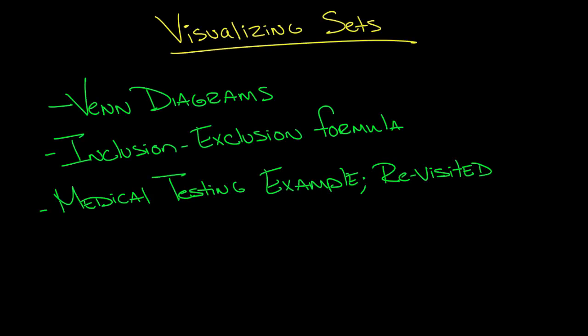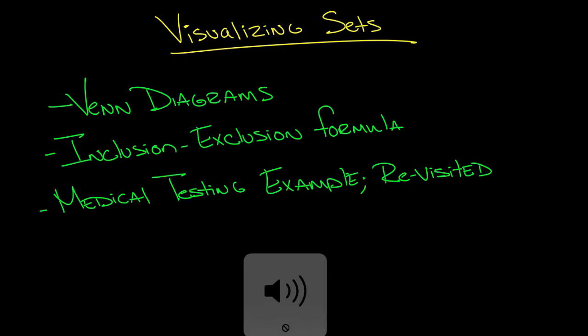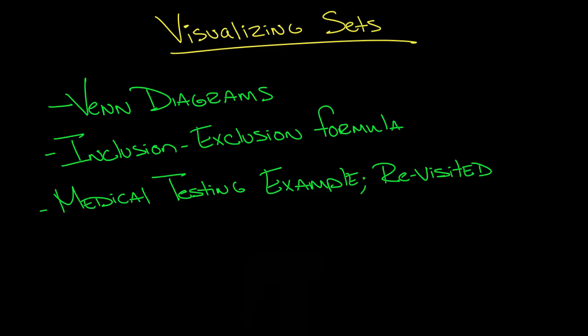Welcome back, everyone. We're going to finish up our suite on set theory by giving you a neat way to visualize sets, something called a Venn diagram. I'll start by going over what Venn diagrams are and what they're used for. One of the neat tricks we're going to do is prove something called the inclusion-exclusion formula, which tells you how big the union of two sets is in terms of the sets and their intersections. And then we'll revisit our medical testing example just to see how Venn diagrams work.